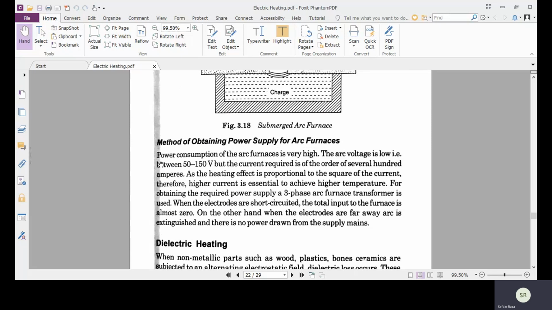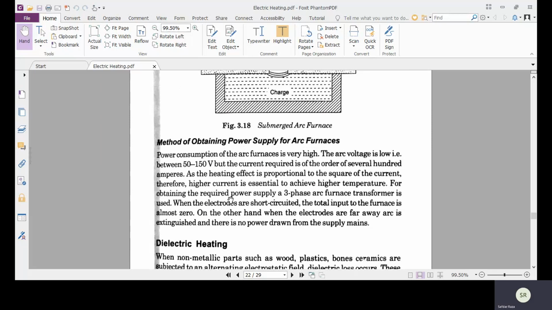Now we will move towards the method of obtaining power supply for arc furnaces. Power consumption of the arc furnaces is very high. The arc voltage is low, between 50 to 150 volts, but the current required is of the order of several hundred amperes. As the heating effect is proportional to the square of the current, higher current is essential to achieve higher temperature.